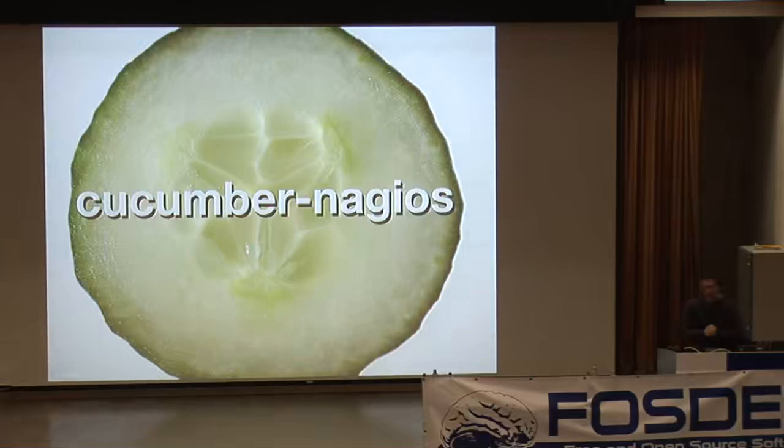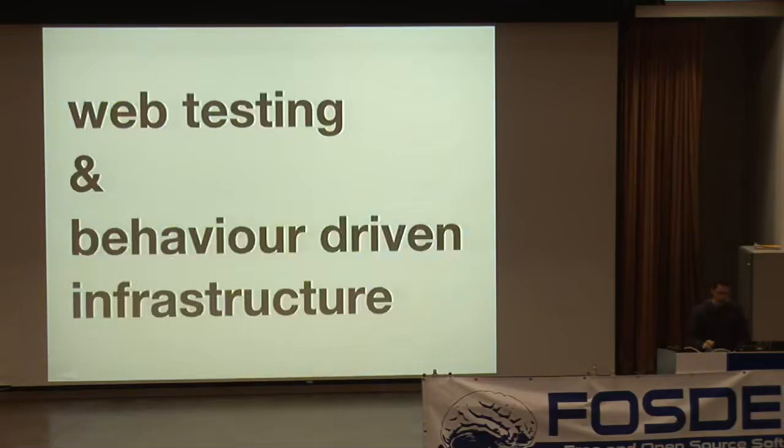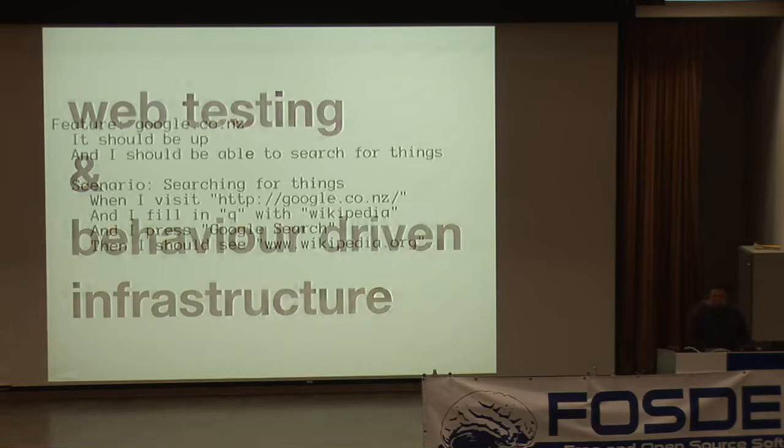So we're going to segue for a tiny bit onto Cucumber-Nagios, which is another tool that I wrote. Cucumber-Nagios is all about web testing and behavior-driven infrastructure. And I'll talk about behavior-driven infrastructure in a minute, because it's sort of an out there term.